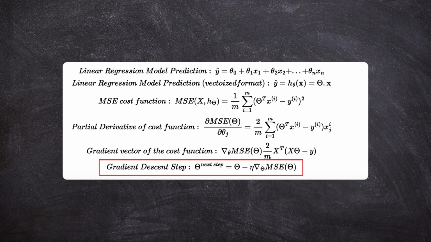Eta is the learning rate, which controls how big each step is when we update the parameters. The gradient vector tells us how much we need to adjust each parameter to reduce the cost. By repeating this process over and over, the parameters gradually adjust, and the cost function decreases. Eventually, we converge to the optimal values for the parameters, where the model's predictions are as close as possible to the actual values.